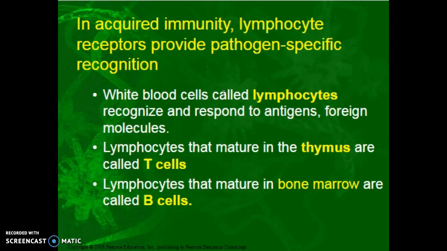So, kind of transitioning from innate to acquired immunity. We've got these white blood cells that are called lymphocytes. They are going to recognize and respond to antigens.